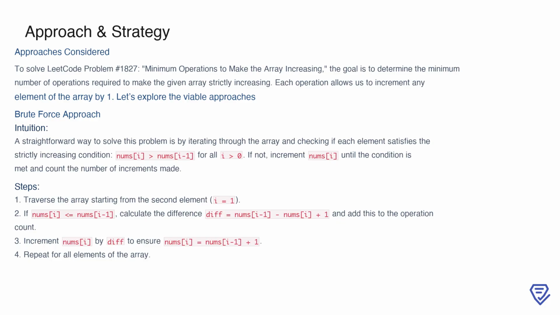For each element in the array, we ensure that it satisfies the strictly increasing condition, which means nums[i] must be greater than nums[i-1] for all indices greater than 0. If this condition isn't met, we calculate how much nums[i] needs to be incremented to restore the property. The process involves traversing the array, identifying violations of the strictly increasing condition, and incrementing the elements as needed, while keeping track of the number of operations performed. By the end of the traversal, the array will meet the required condition, and we'll have our answer in terms of the total operations performed.